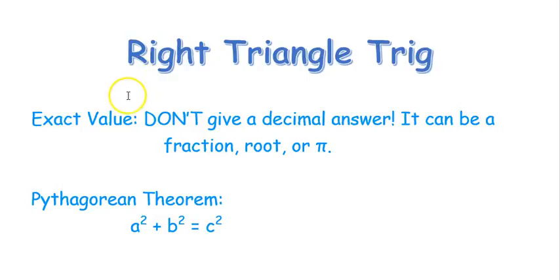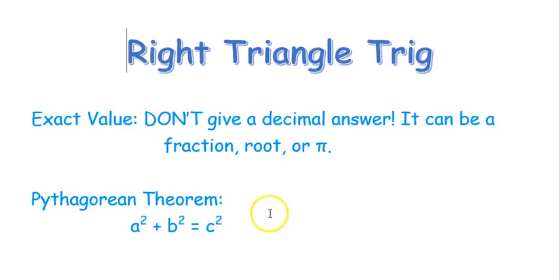This lesson is on right triangle trigonometry. One of the things that I want you to learn is that if the question asks you for an exact value, that means don't give them a decimal, because decimals are usually rounded off and aren't perfect. They're really asking you to leave your answer as a fraction or a root, like a square root or a cube root, or pi if pi is in the answer, or e if e is in the answer. But they don't want decimals, so avoid that if they say exact value.